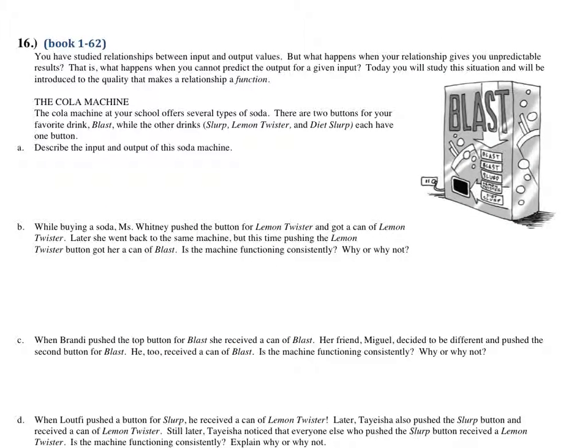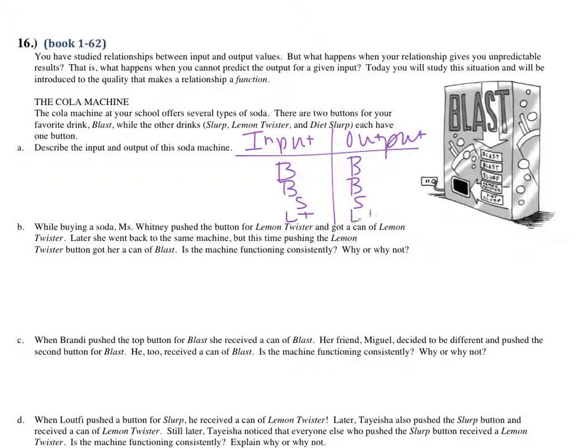This last problem that we're going to look at is all about functions, and in a function for every input there's one output. So we have this soda machine, and we want to describe the input and output for the machine. I'm going to abbreviate here just because I don't have a lot of space. So we're going to say input and output. There's a button for blast. Blast comes out. Another button for blast. We have S for slurp, LT for lemon twist, and DS for diet slurp. So those are our buttons.